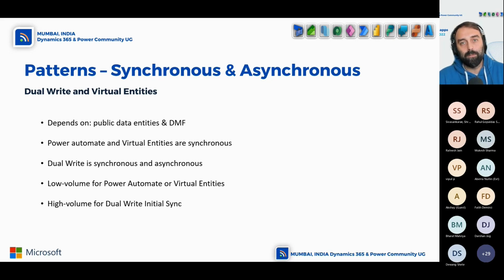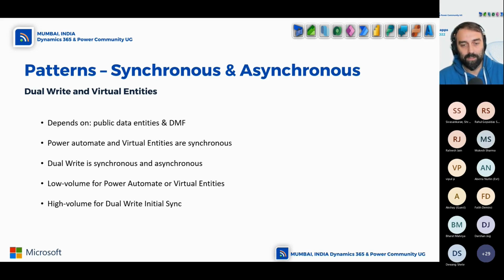And for example, for Power Automate and the virtual entities, this pattern is synchronous. And for dual write, it's synchronous and asynchronous. So why is it synchronous and asynchronous? I don't know if you know dual write, but dual write allows us to synchronize data between the ERP and Dataverse, a Dataverse environment. And that is done in near real time.